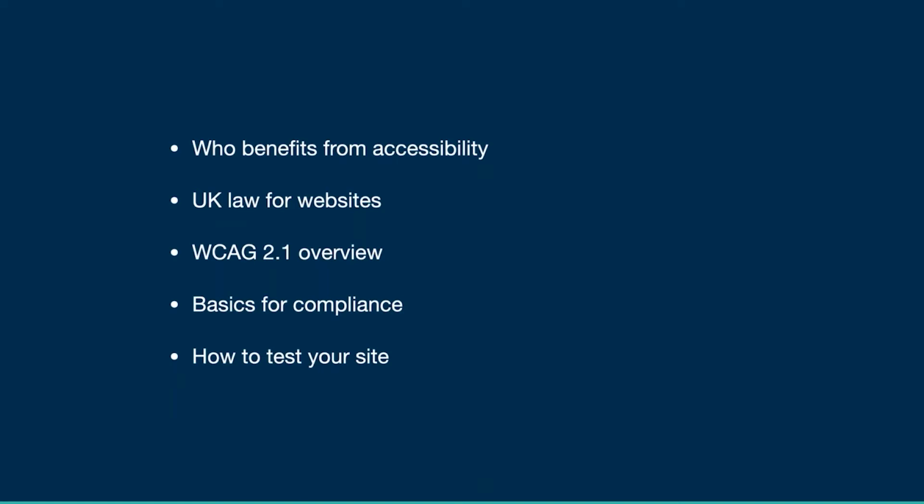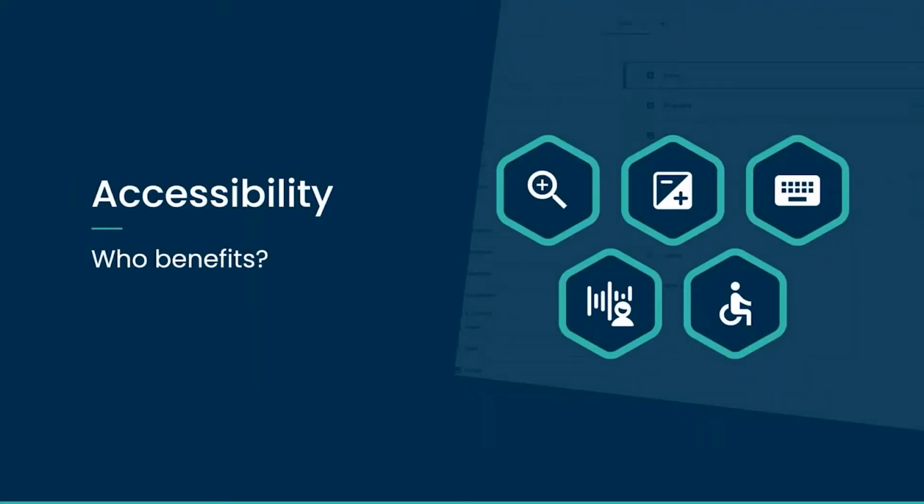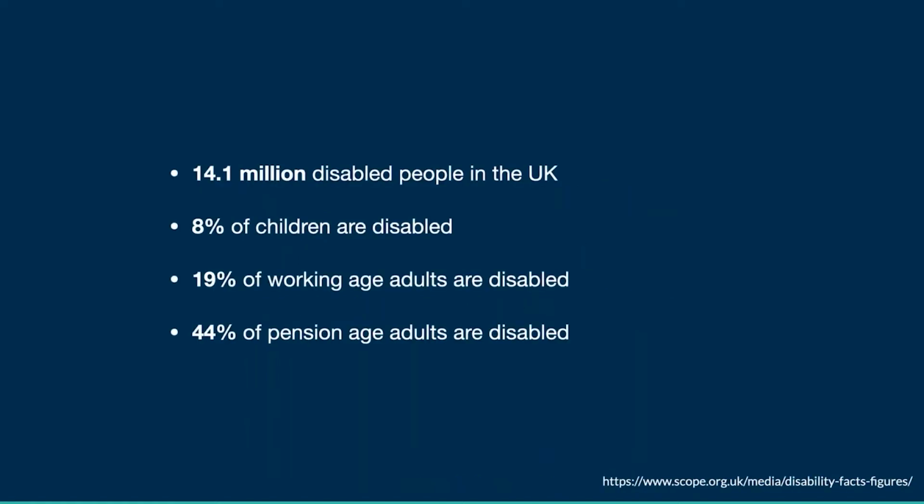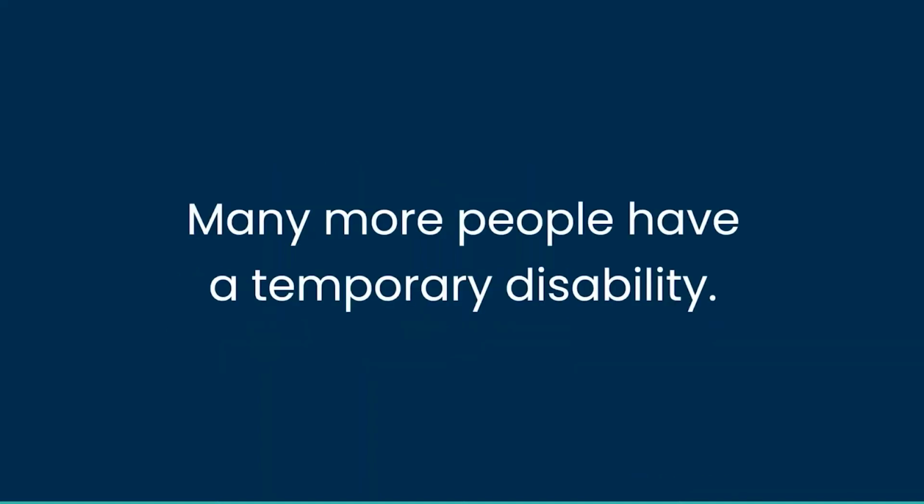So what's the first section? Why are we making our sites accessible? Who's benefiting from this? Let's have a look at some stats. At least 1 in 5 people have got a long-term illness or some sort of impairment or disability. In the UK, that's 14.1 million disabled people, and that's 8% of children, 19% of working age adults, and 44% of pension age adults who are actually disabled in this country. And on top of that, many people have a temporary disability or a situational disability.